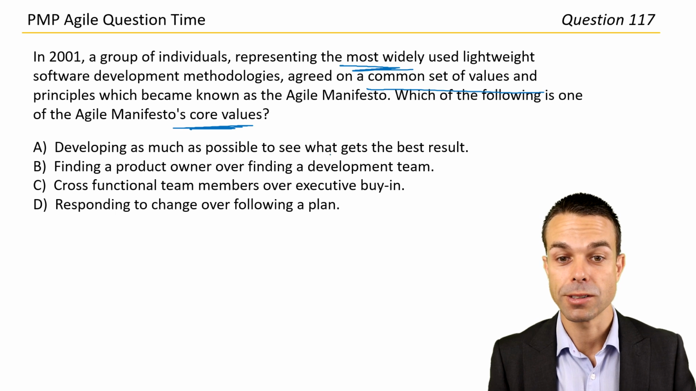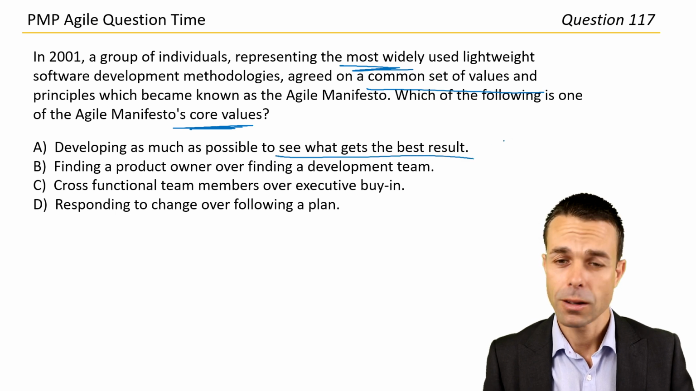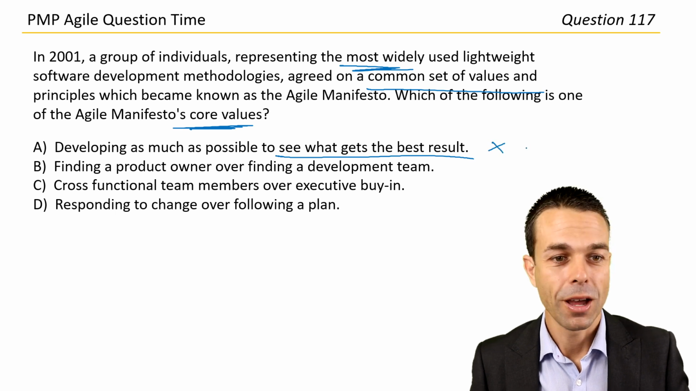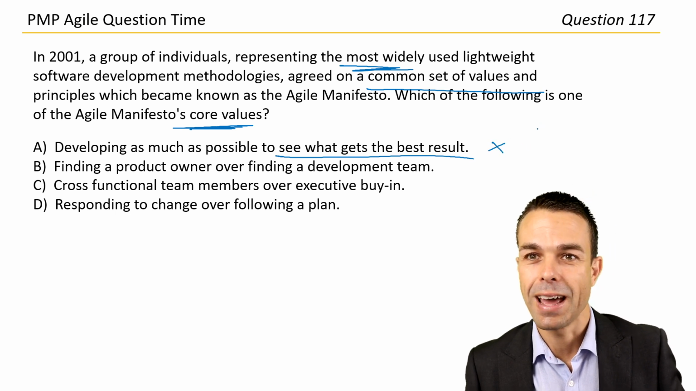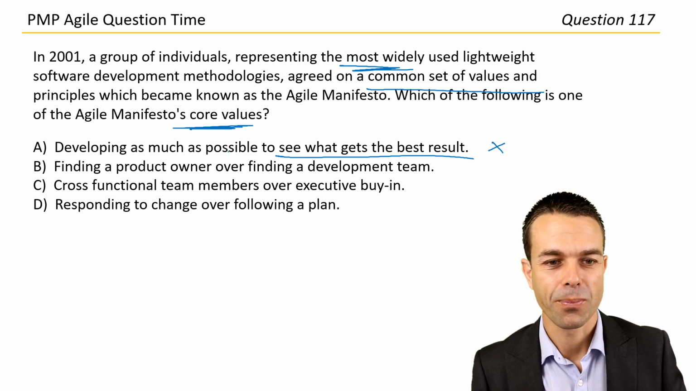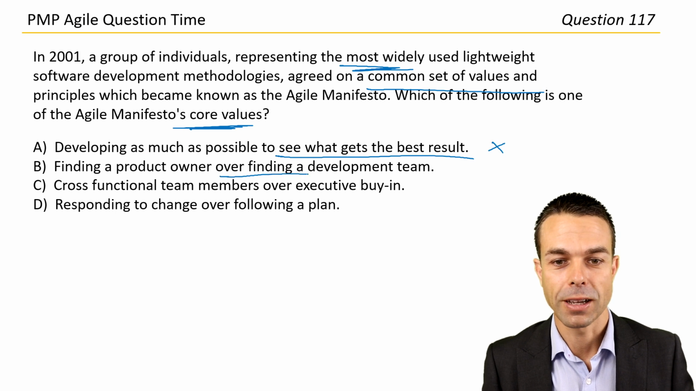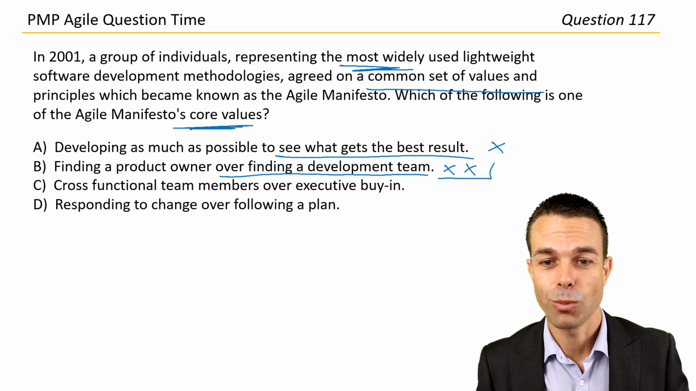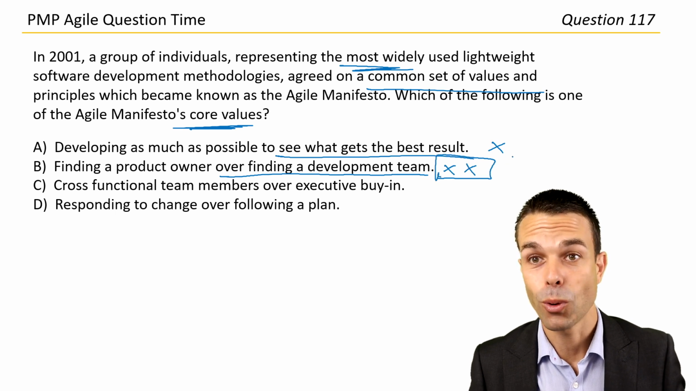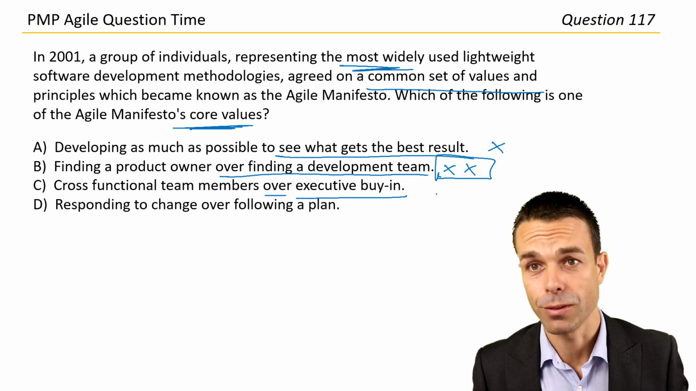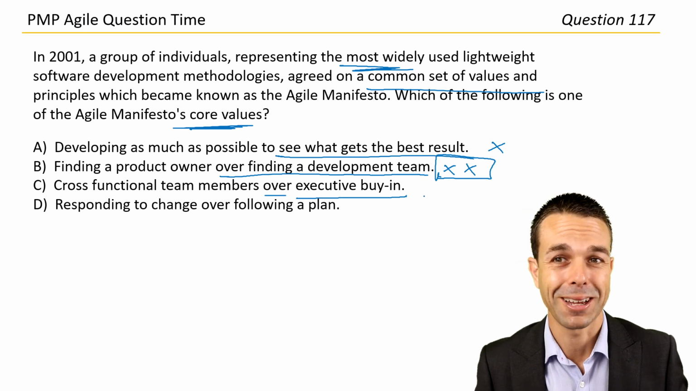Developing as much as possible to see what gets the best result. I mean, that's okay, but it's not one of the values of Agile. It's more about collaboration and feedback and change. So let's see what else we've got. Finding a product owner over finding a development team. Again, no, not really. That's sort of more in the detail, but both of those are important. Cross-functional team members over executive buy-in. Again, probably both of those are important as well. Well, let's see what the last one is.